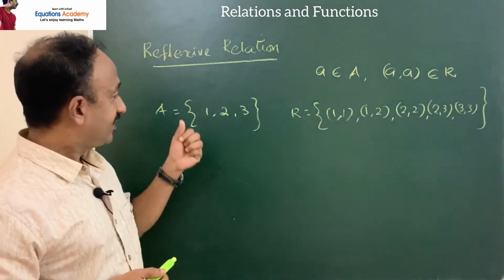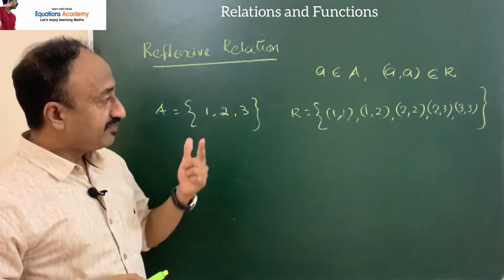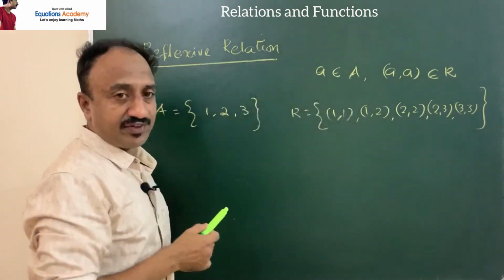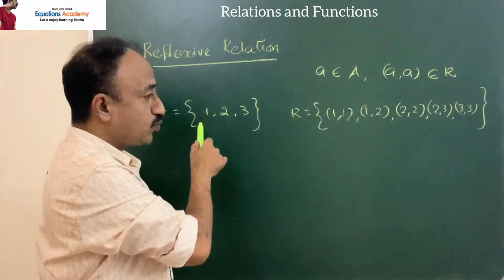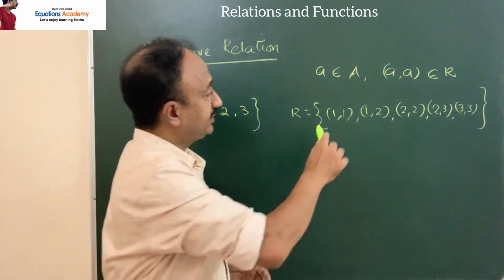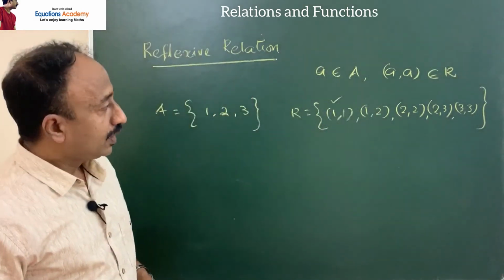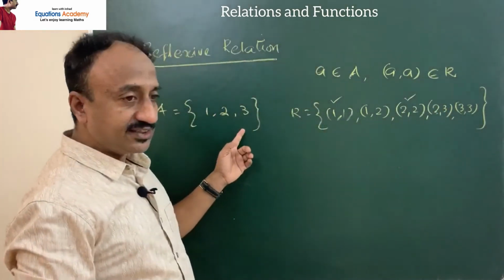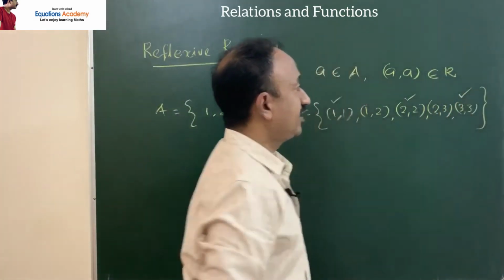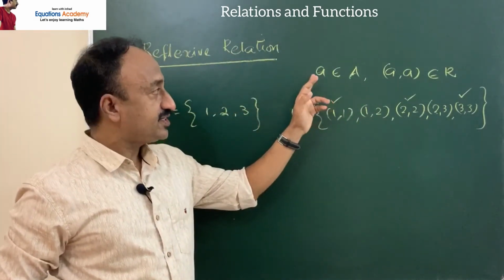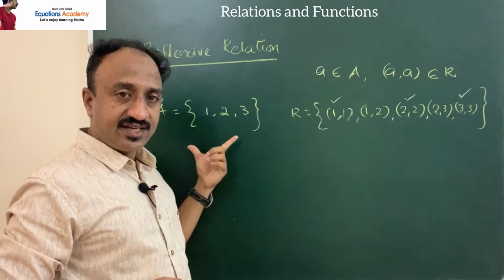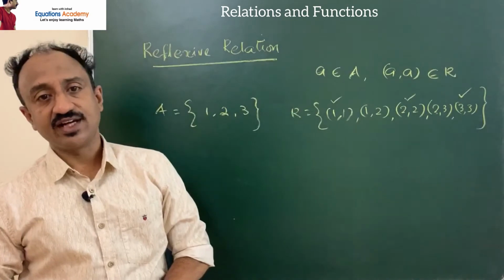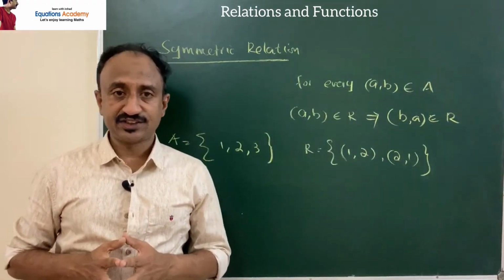If we take the first element from set A and check with the relation given according to the definition of reflexive relation, if we take 1, (1,1) should be there. It is there. What else? If we take 2, (2,2) is also there. And if we take 3, the third element, (3,3) is also there. So for every element a belonging to the given set A, (a, a) belongs to R. This is a reflexive relation.